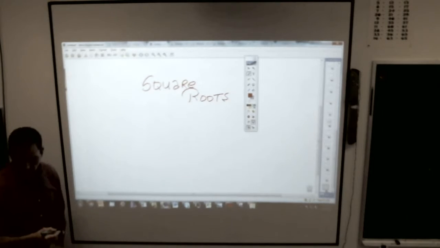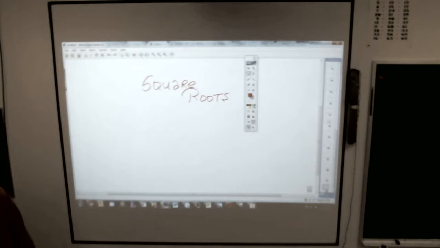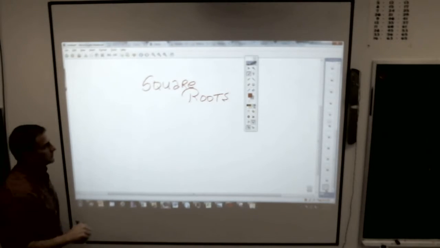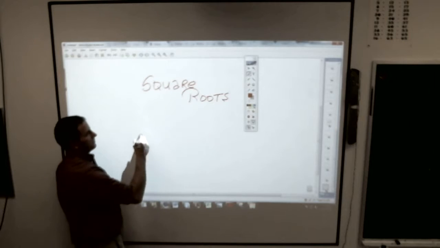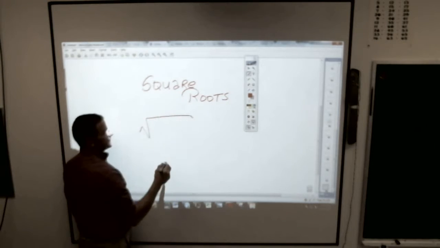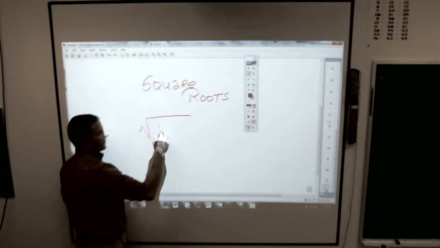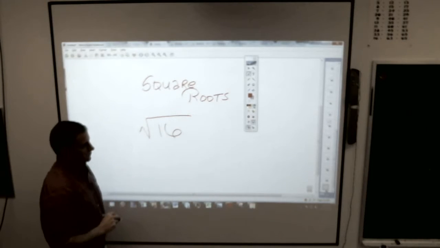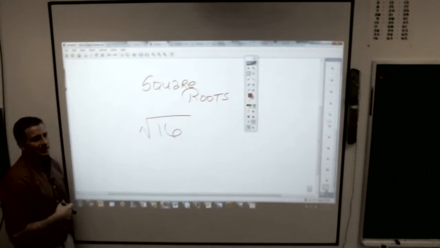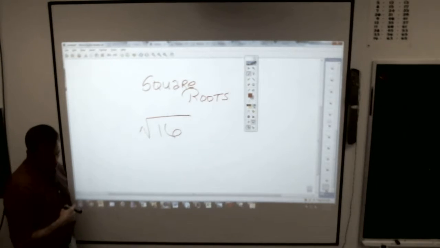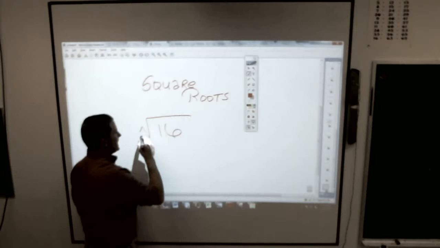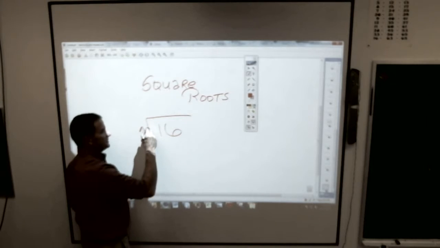Into some fun mathematical stuff here. Square roots, which means this. You see square roots when you see this. This, by the way, is not, I repeat, it is not division. N-O-T, not division. This is not a division sign.